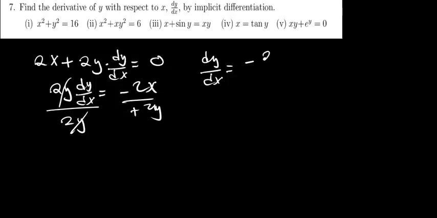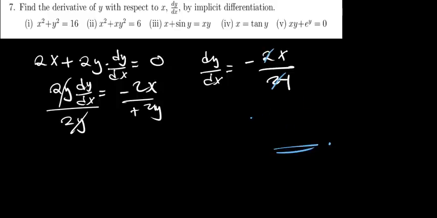You divide that by 2y. You divide that by 2y. Not negative, this is positive. These will cancel. dy/dx being equal to negative 2x divided by 2y. At this point, I can cancel 2. So the final answer becomes like that.